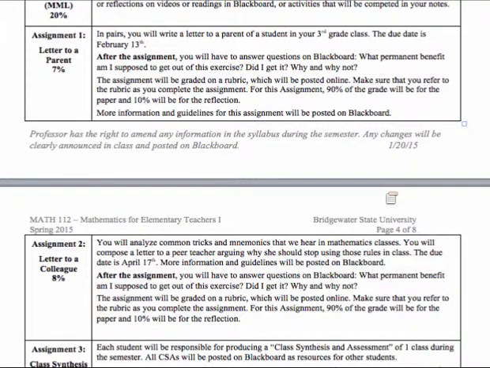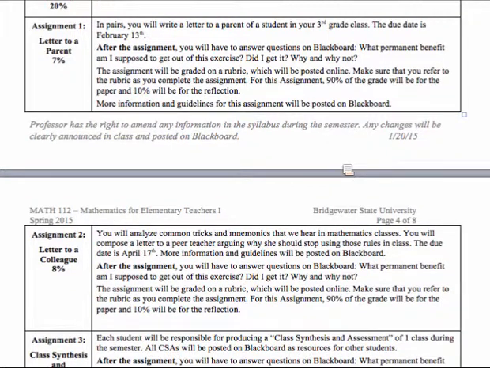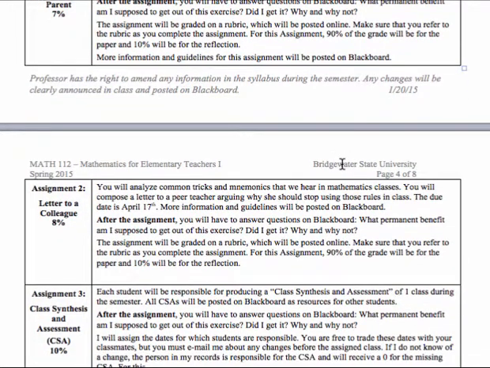The information for assignment 1 is already posted on Blackboard, so feel free to take a look at that and start working on it. I will assign your partners as soon as we settle on the groups in which you will be working for the first part of the semester. Assignment 2 is going to be letter to a colleague. This will be due on April 17th, and much more information will come out about that as we get closer to the date, probably around spring break.